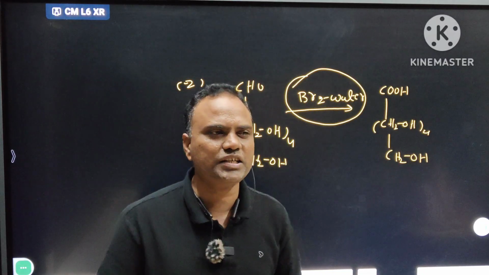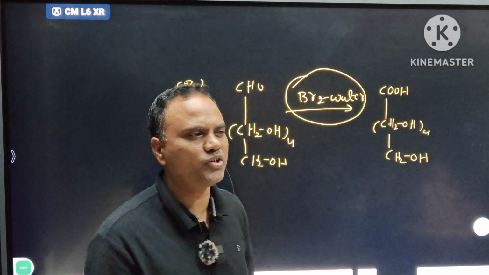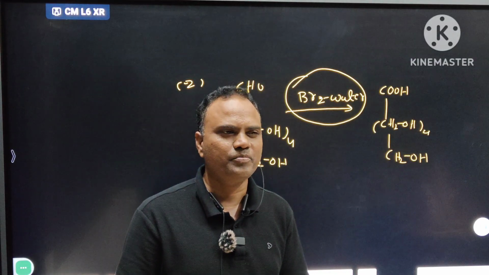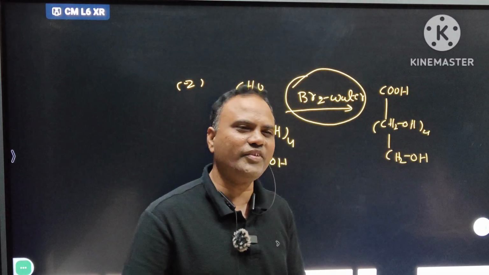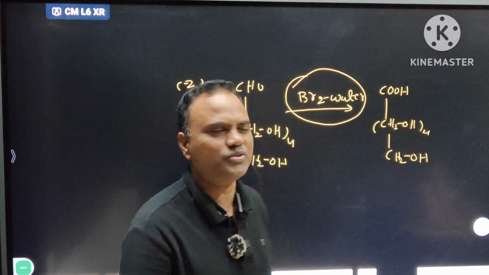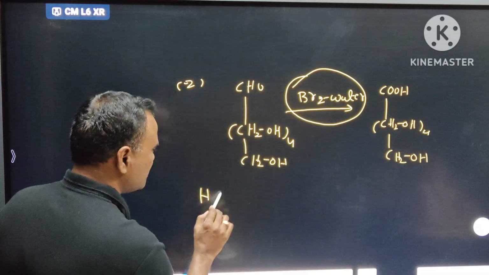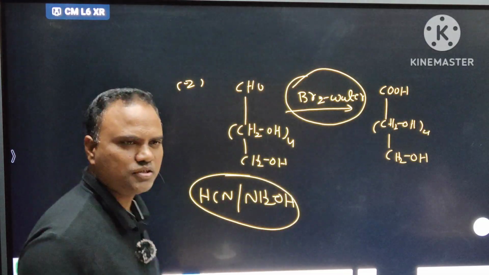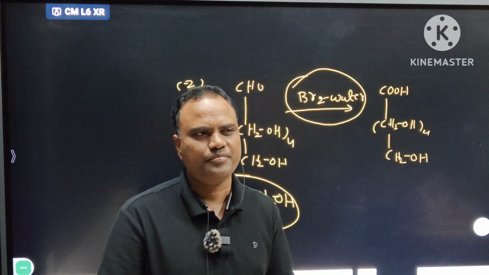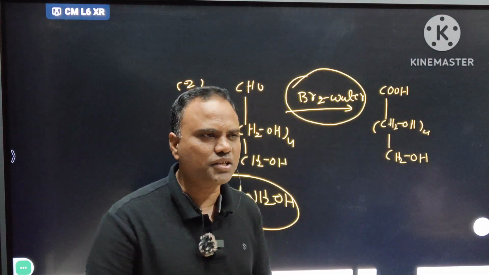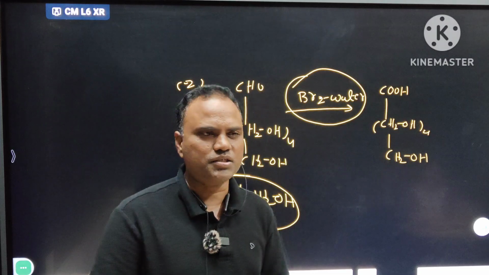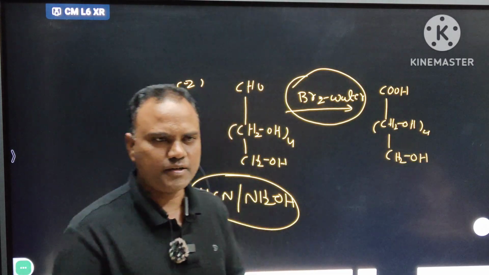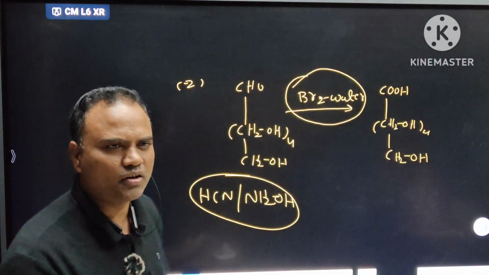Which of the following reagents is used to identify the aldehyde group in the glucose? Bromine water. Which reagent is used to identify aldehyde or ketone in the glucose? HCN or NH2OH, the first reaction. Now it is clear. Gluconic acid means it is a monocarboxylic acid. Clear? Right. With bromine water, a mild oxidizing agent.